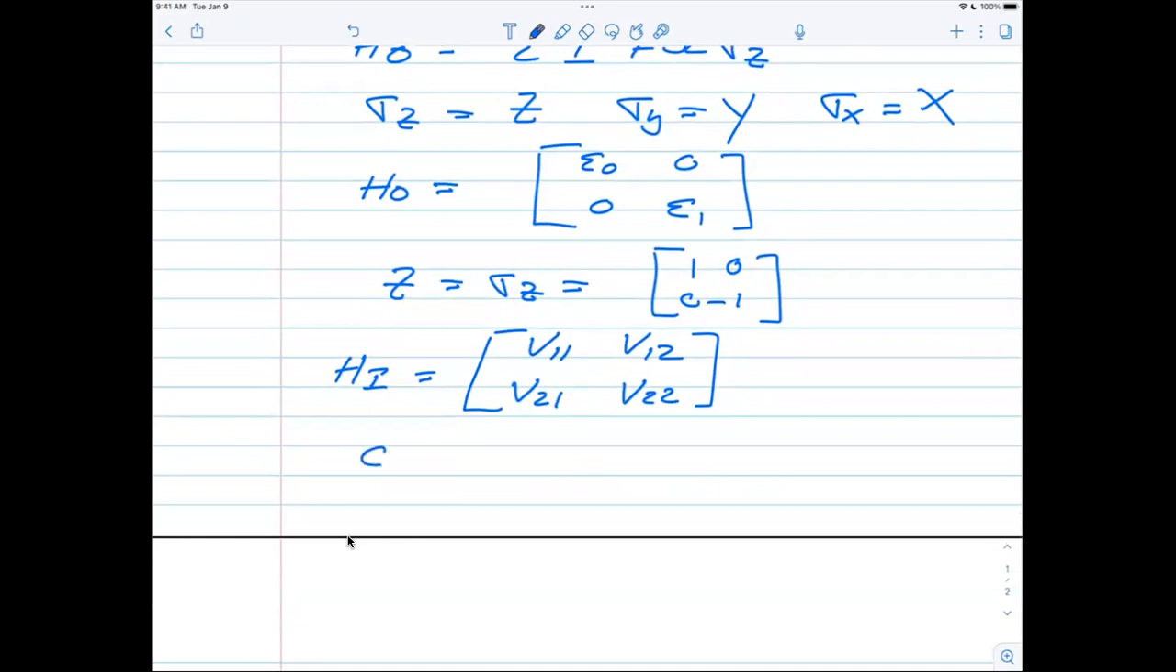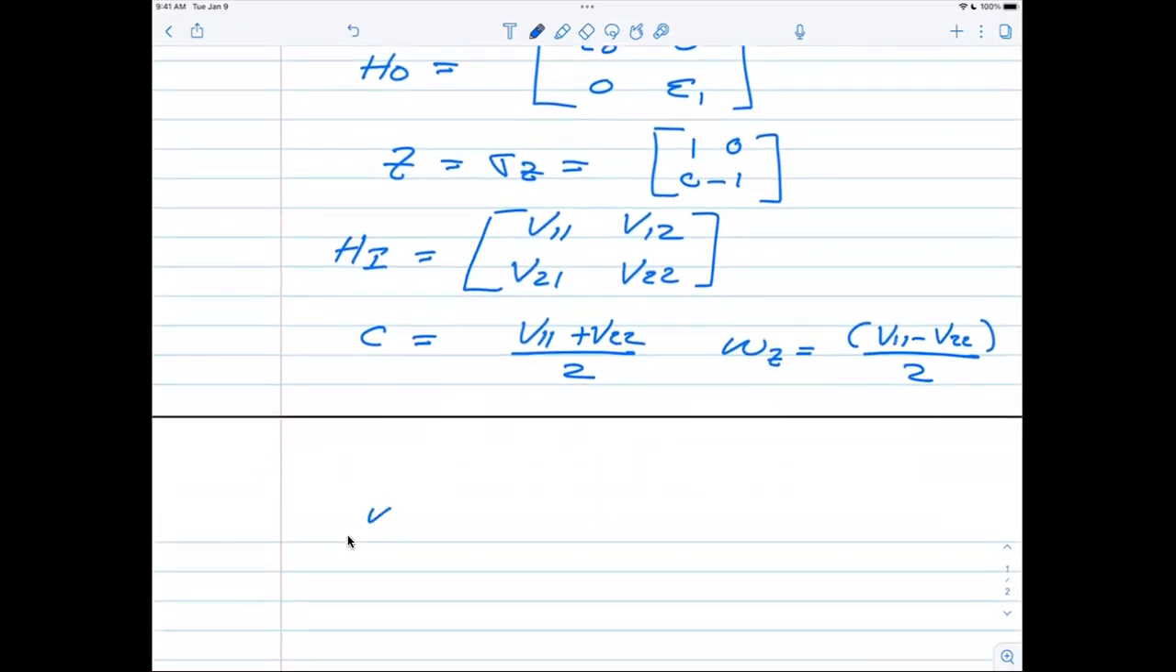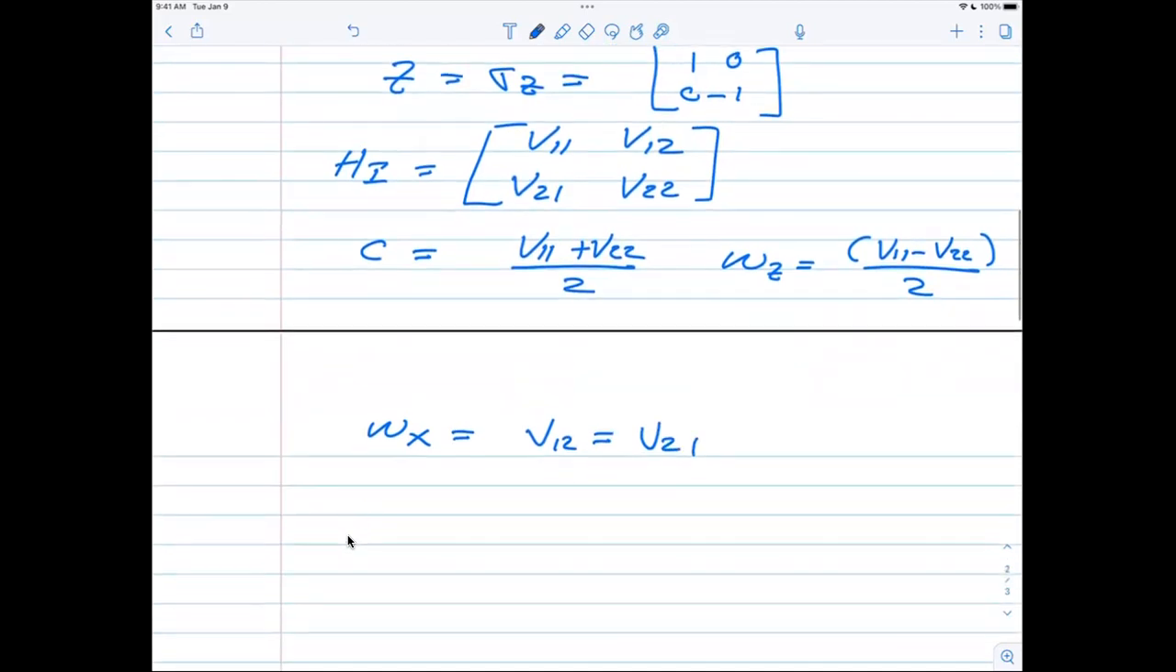I will define a constant which I call C, which is (V11 + V22)/2. I have another constant, which I'm going to call little omega Z, which is (V11 - V22)/2. And finally, I have an omega X, which is equal to V12, which is again equal to V21.